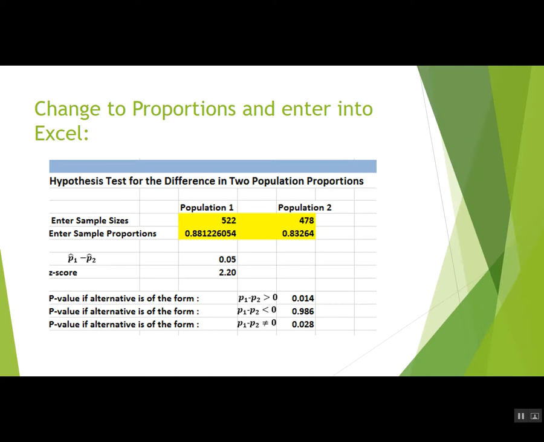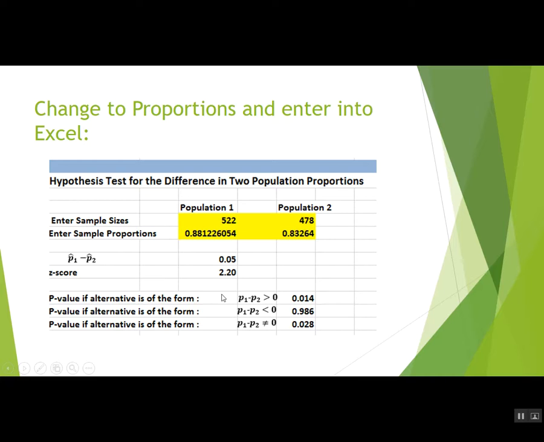So we change to proportions and then enter it into Excel. For the women, population 1, the sample size was 522, and that proportion turned out to be 0.88 when we change our raw numbers into a proportion. For men, 478, and the proportion is 0.83. So these two proportions in our samples are different. 0.88 is not the same as 0.83, but does that mean that in the population as a whole they're different? Is that difference statistically significant?